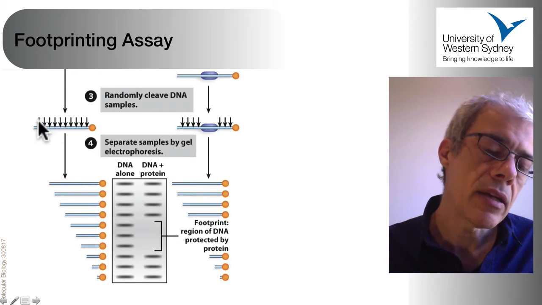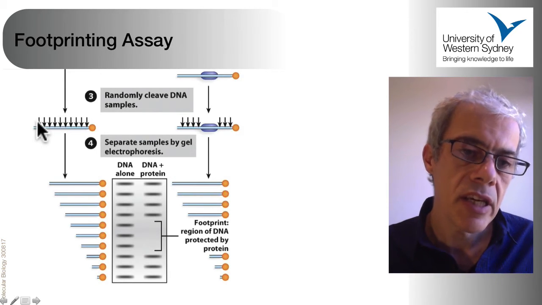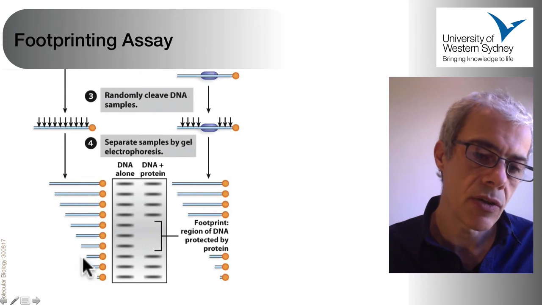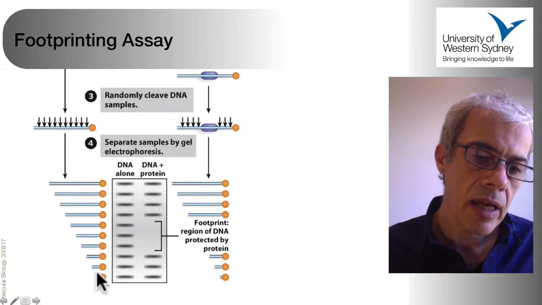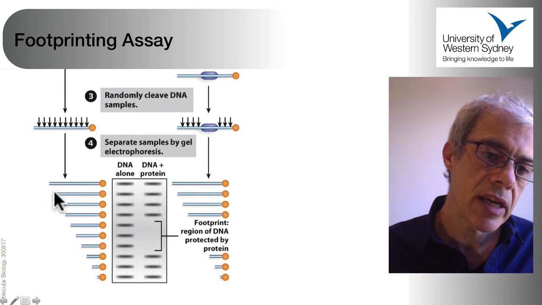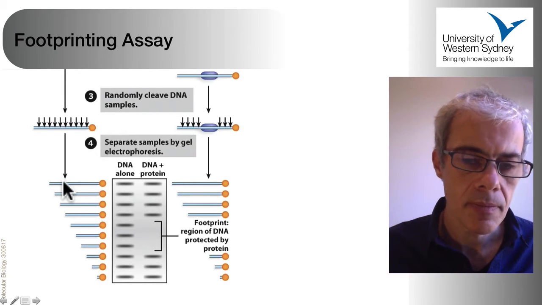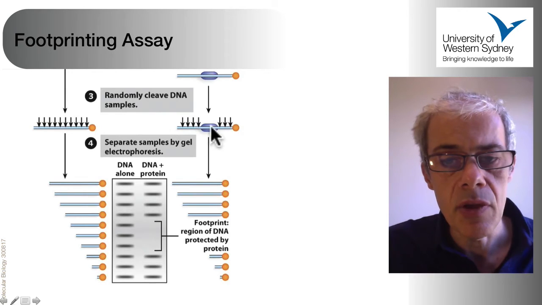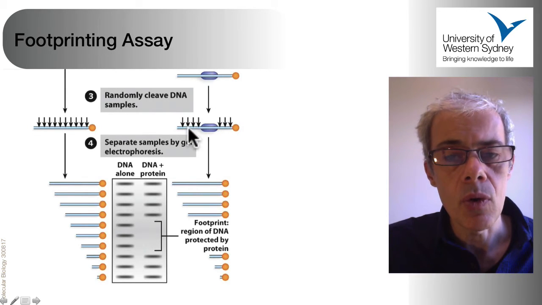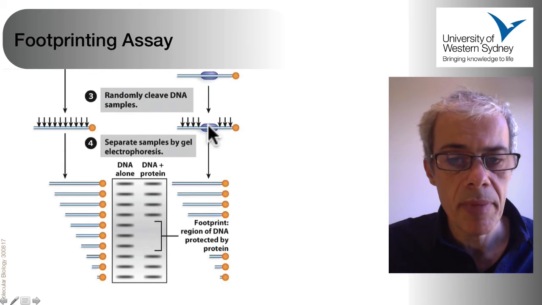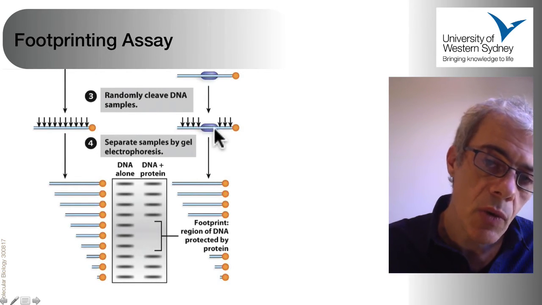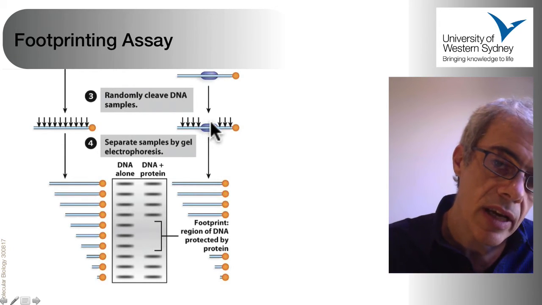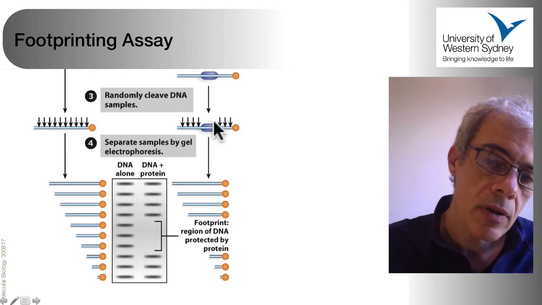Okay, and if there's no protein bound, the DNA is equally cleaved into a range of fragments. And then you run those fragments on a gel, and depending on where it's cleaved, you get a different size product. Whilst you're doing this, you then cleave your piece of DNA that's got a protein bound, and where the protein is bound, it can't be cleaved. So you don't get any size products in this region here. And that's called a footprint.